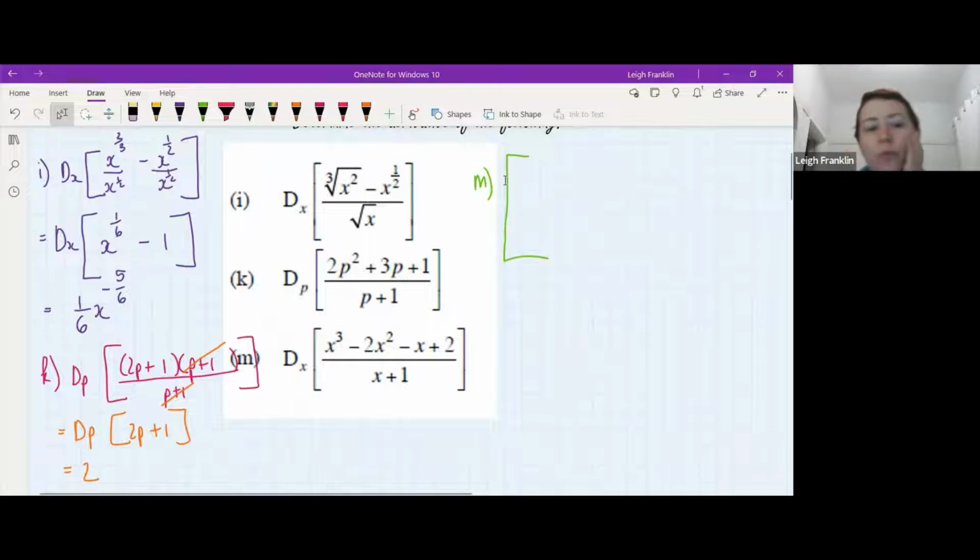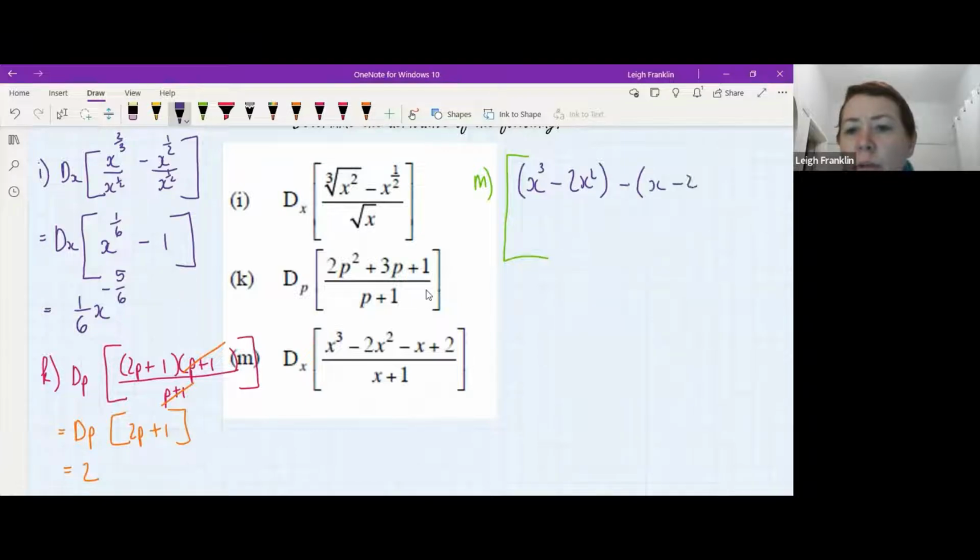Okay, then what I would do with question M is, I mean, you can factorize the cubic if you want to, but I think what I'd probably do is do it by grouping. So if we do x cubed minus 2x squared and we group those two together, minus x, that would be minus 2, and then that's all over x plus 1.